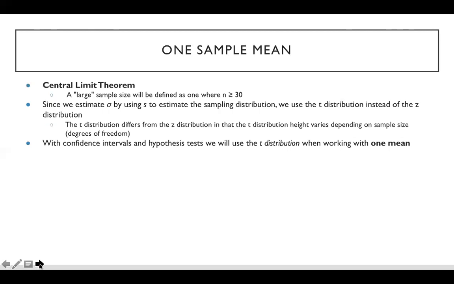So moving on to one sample mean, we just did one sample proportion. For the central limit theorem, a large sample size in this case is defined as one where our sample size is greater than or equal to 30. So since we estimate our standard deviation by using S, we use the t-distribution for the sample mean instead of the z-distribution. So just remember that the t-distribution is different from the z-distribution because the t-distribution's height varies depending on sample size. So that's where degrees of freedom will come into play.